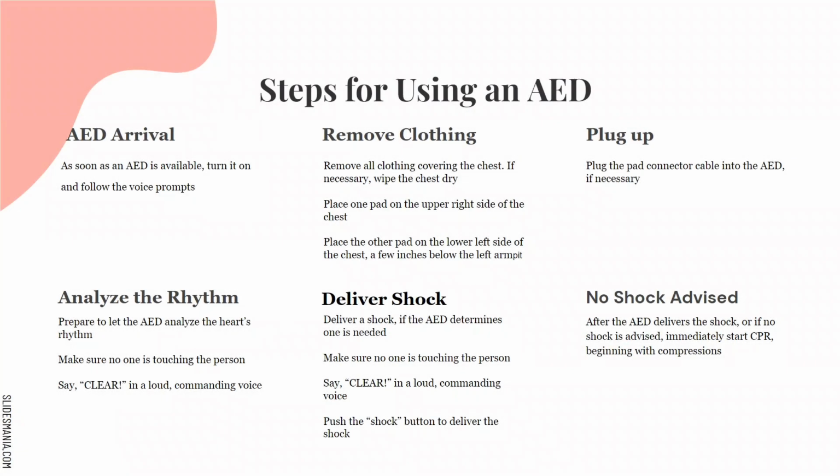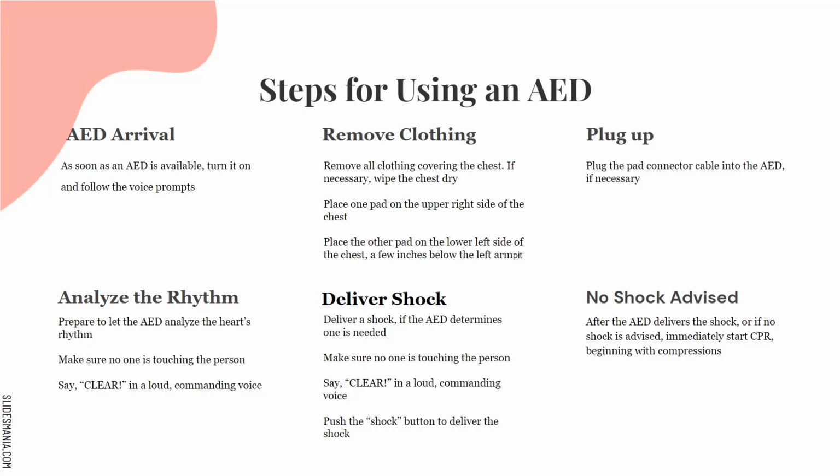Removal of clothing. When it comes to that, when somebody is down, unconscious, having a heart attack, all modesty is out the window. I'm just letting you know, all modesty is out the window. Remove the clothing. For guys, open up the shirt. For women, open up the shirt, remove the bra. You have to expose the breast. It is what it is. You want to try to give them as much privacy as possible, but we need that bare skin for better connection. So you remove all clothing covering the chest. If necessary, wipe the chest dry.